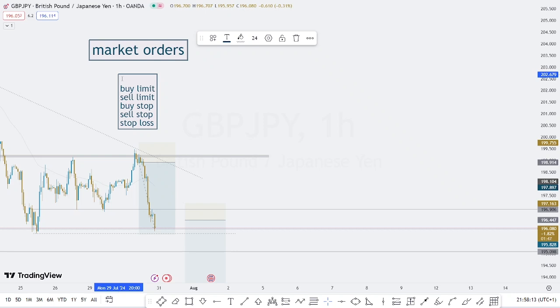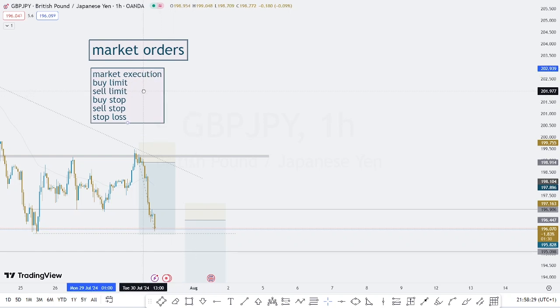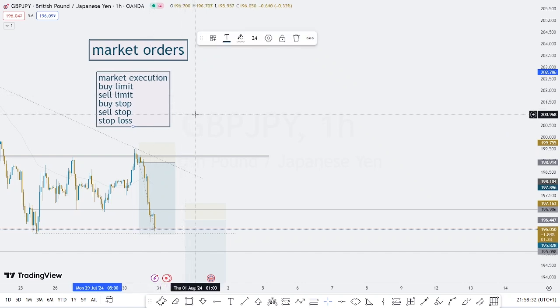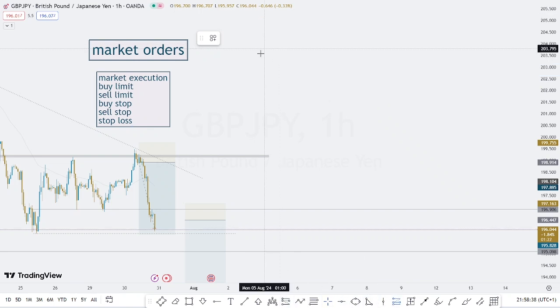We have market execution. That is the current price of the market. Let me use the word execution. Market execution, that is the current market price. So I will start with the first one, which is market execution. Let me use this symbol now, for example.